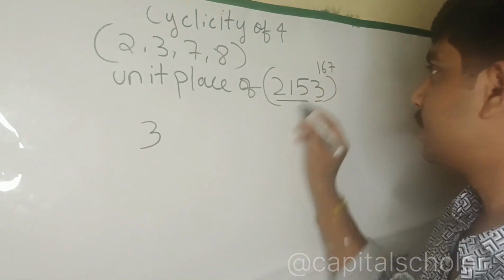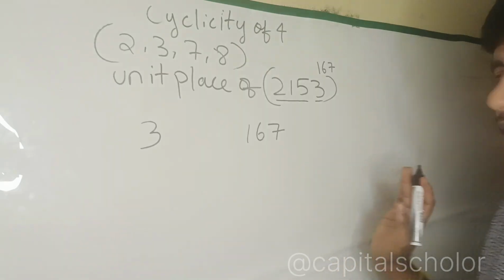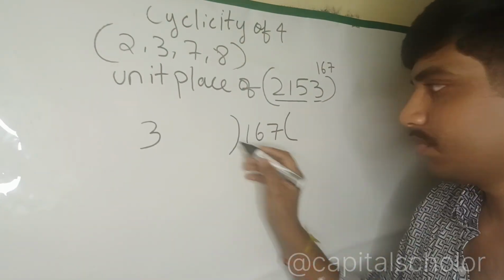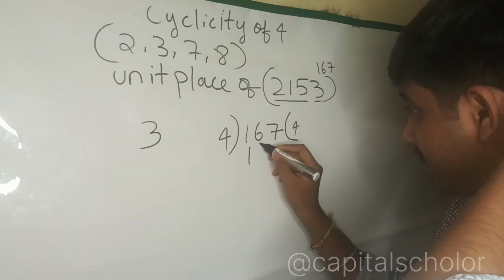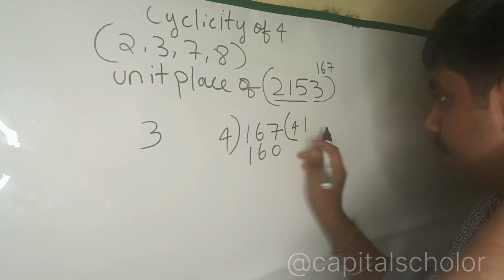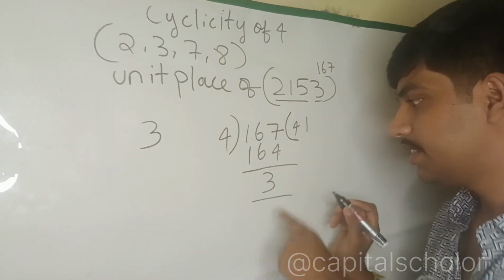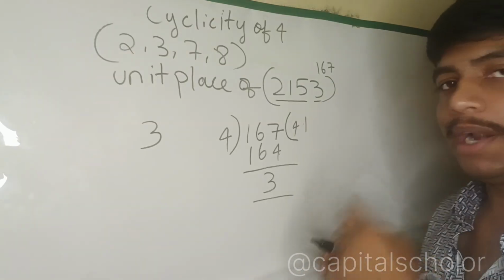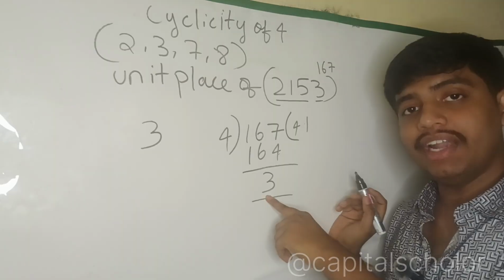Okay. What is the power? 167. You can understand, right? What you have to do is use the cyclicity of 4. You have to divide it by 4. 4 ones are 4, 4 fours are 16, 4 forties are 160, 4 forty-ones are 164. So the remainder is 3. See, the remainder is 3. If the number is like this, the remainder will always be 0, 1, 2 or 3. Okay, so here the remainder is 3.